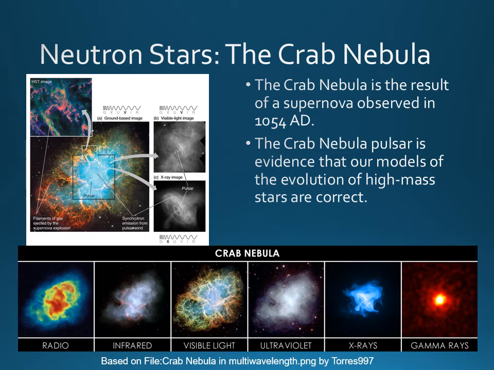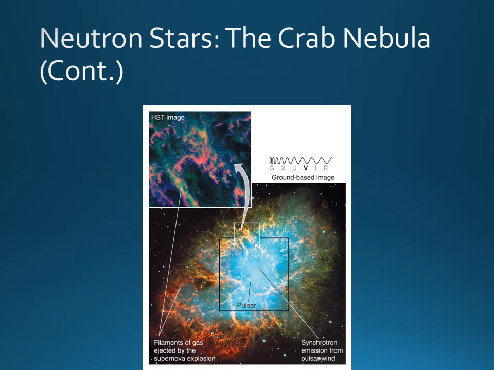The Crab Nebula is the result of a supernova observed by Chinese astronomers in 1054 AD. Surprisingly, there are no clear references to the supernova from Europe. The Crab Nebula pulsar is evidence that our models of the evolution of high-mass stars are correct. The nebula, as we've seen today, consists of remnants of the former star that collapsed in 1054 AD. The spinning pulsar at the heart of the Crab Nebula sends off a wind of electrons and positrons moving at close to the speed of light.